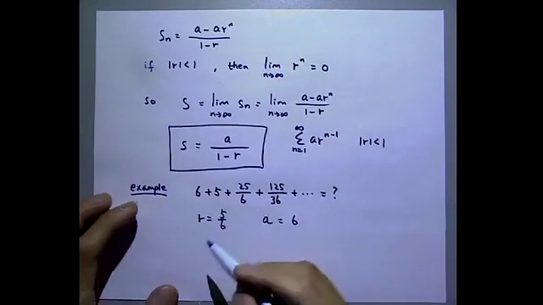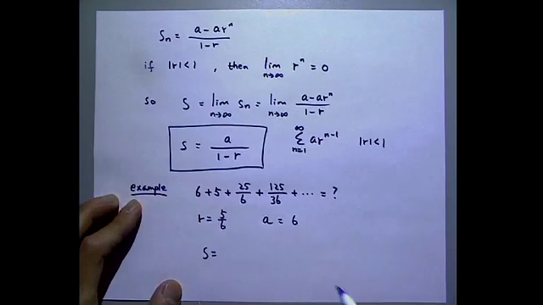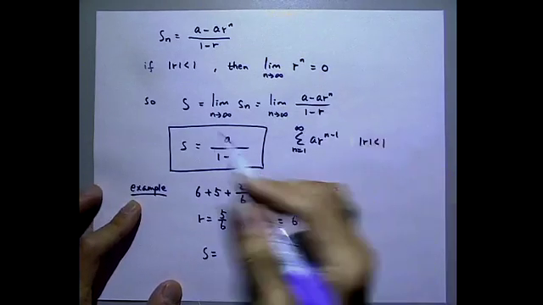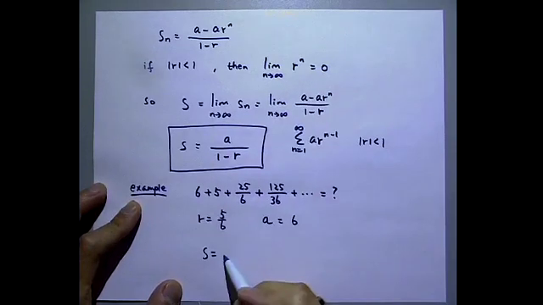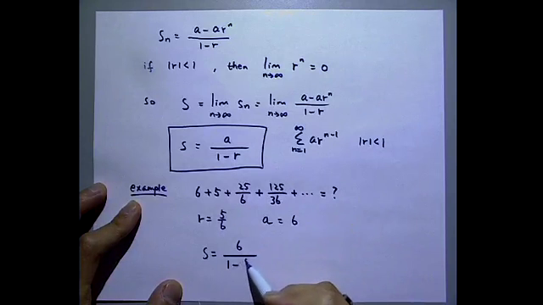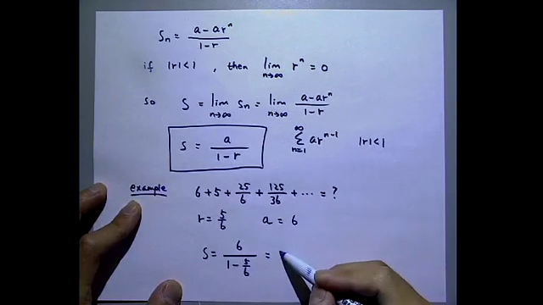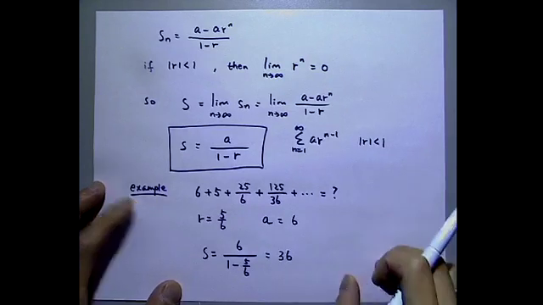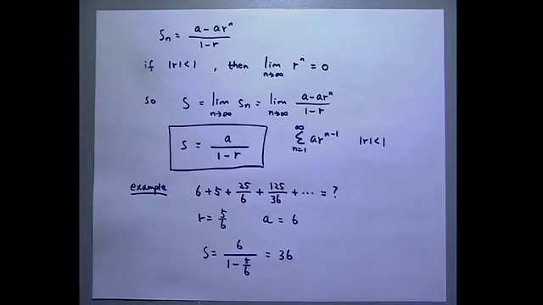Okay, so that's simple now. The sum, which I can get exactly and precisely without doing a big long table, is equal to the first term divided by 1 minus the common ratio. And this turns out to be 36. Okay, no need to make a table, and we can be absolutely certain that that is the sum.